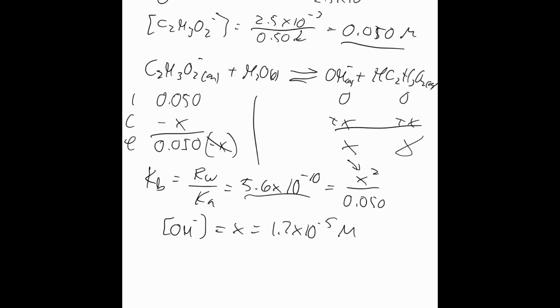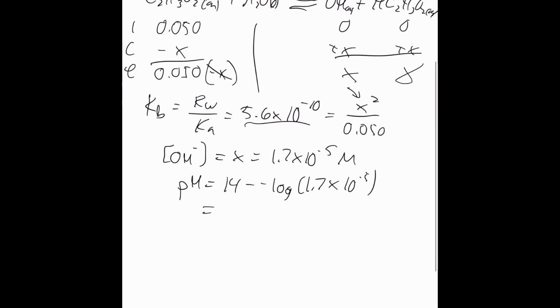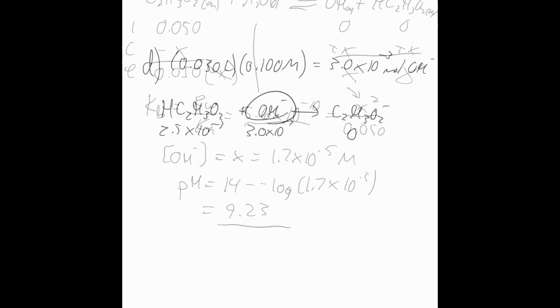And that's our concentration. And so our pH is just 14 minus the negative log of 1.7 times 10 to the minus 5, which is equal to 9.23. So we have a pH of 9.23 at the equivalence point because we're left with a conjugate base.